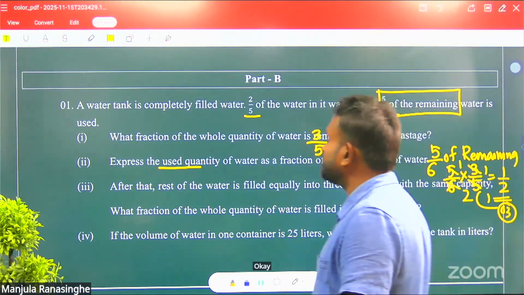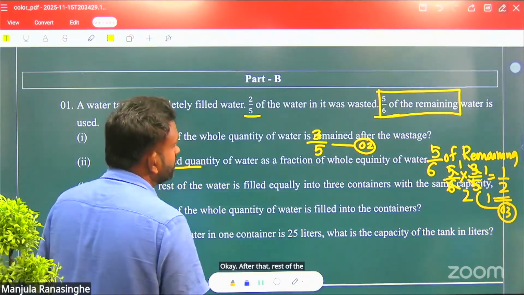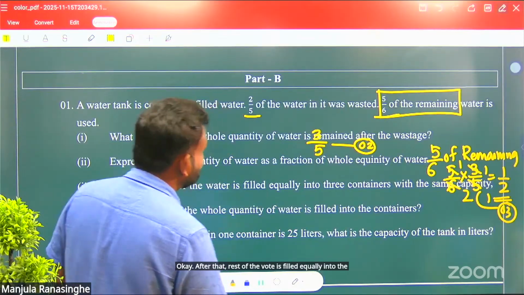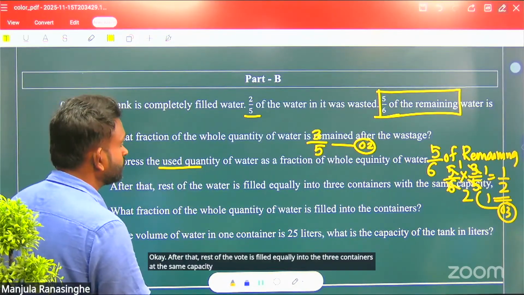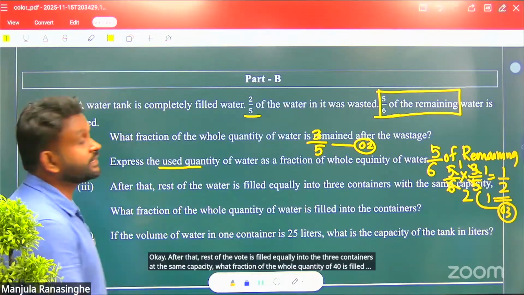After that, the rest of the water is filled equally into 3 containers of the same capacity. What fraction of the whole quantity of water is filled into the 3 containers?